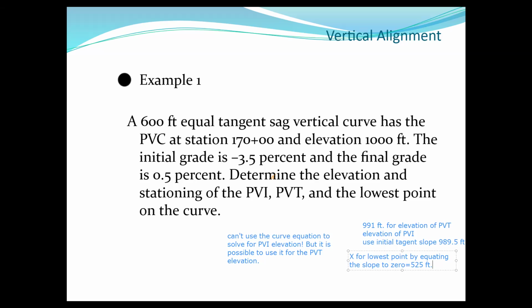Now, how do I find the elevation of that point? If I want to find the elevation of this point, what do I do? You just go ahead and plug this back into this equation, right? The slope is 0, but then you can find the elevation of the lowest point. Plug in x equal to 525 feet into the equation that we talked about, right? And what would that give me? I just plug in x equal to 525 in the equation.